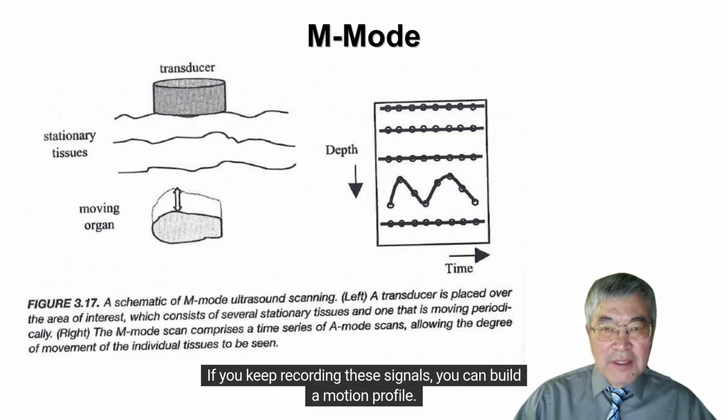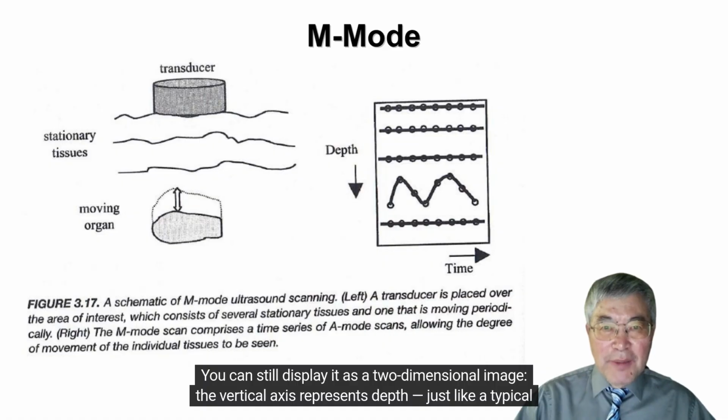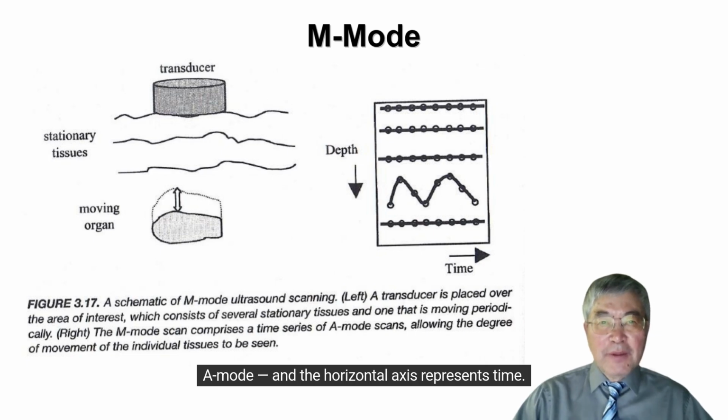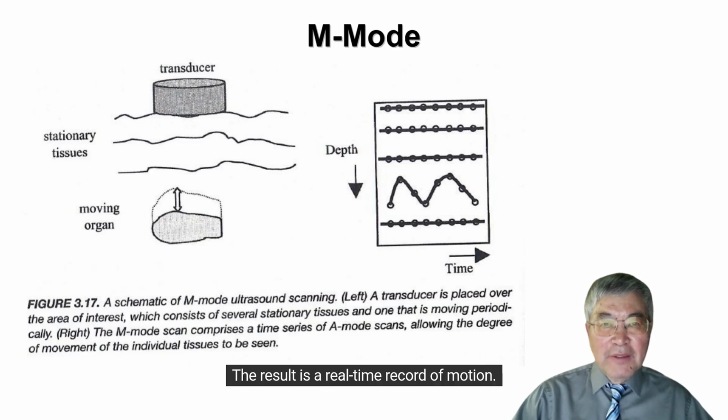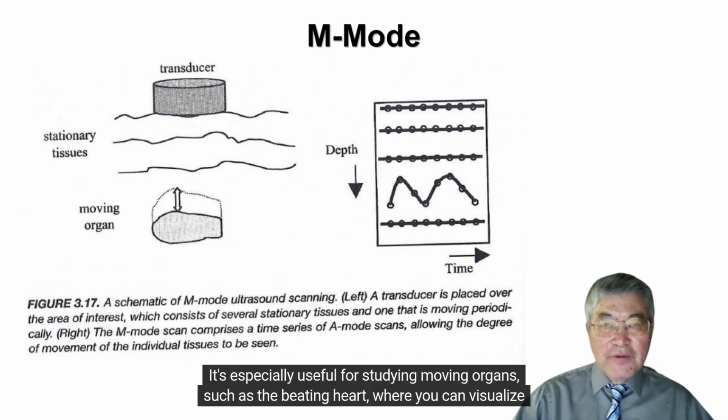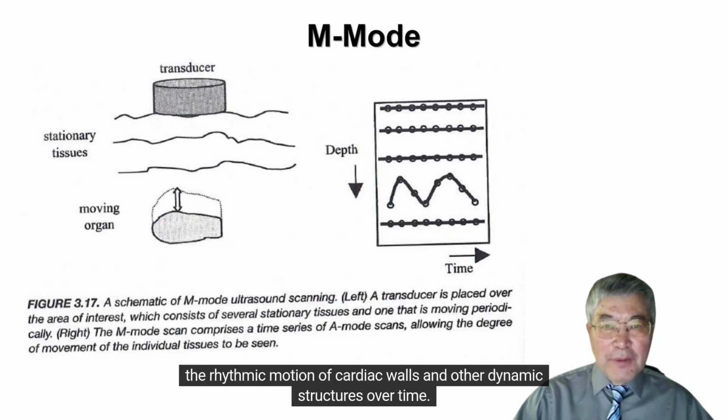If you keep recording these signals, you can build a motion profile. You can still display it as a two-dimensional image. The vertical axis represents depth, just like a typical A mode, and the horizontal axis represents time. The result is a real-time record of motion. This is what we call motion mode, or M mode. It's especially useful for studying moving organs, such as the beating heart, where you can visualize the rhythmic motion of cardiac walls and other dynamic structures over time.